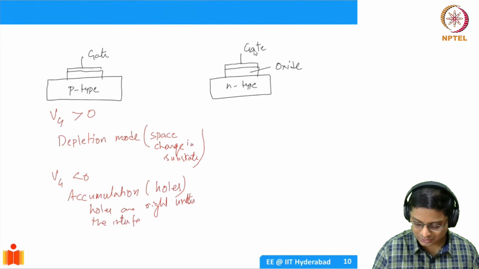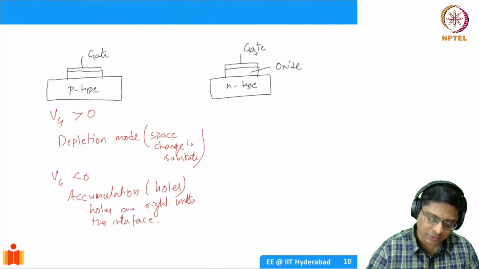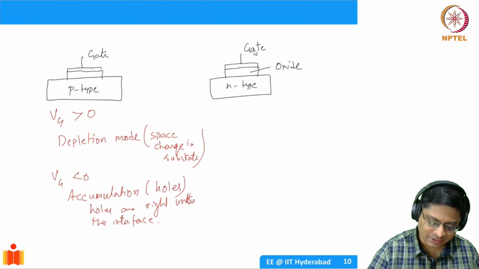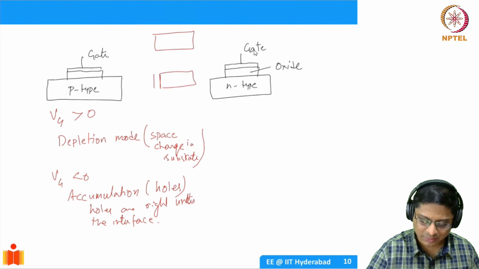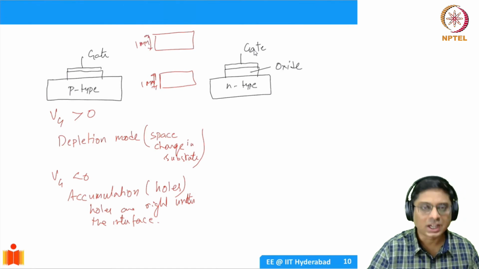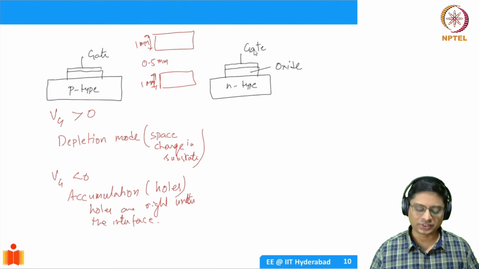Right, I think I was talking about this just before the break. What I was trying to get at is, let's say you have a simple parallel plate capacitor consisting of a metal, a separation, and another metal. This is simply the thickness of the metal. Let's say this is 1 millimeter, and this is another 1 millimeter. You have the separation, let's say again 0.5 millimeters, just for explanation.